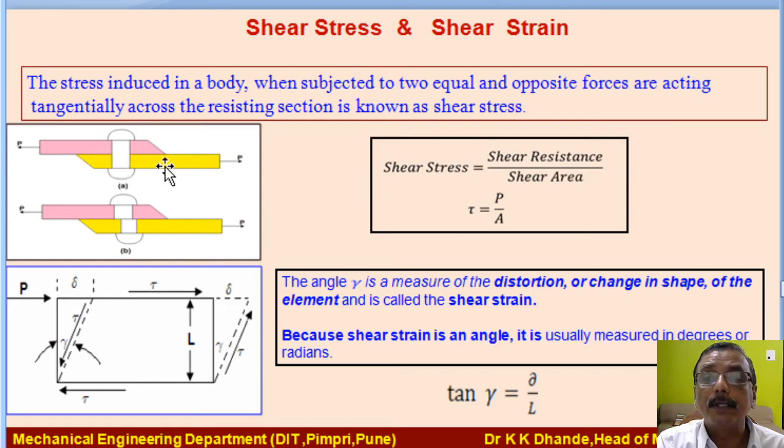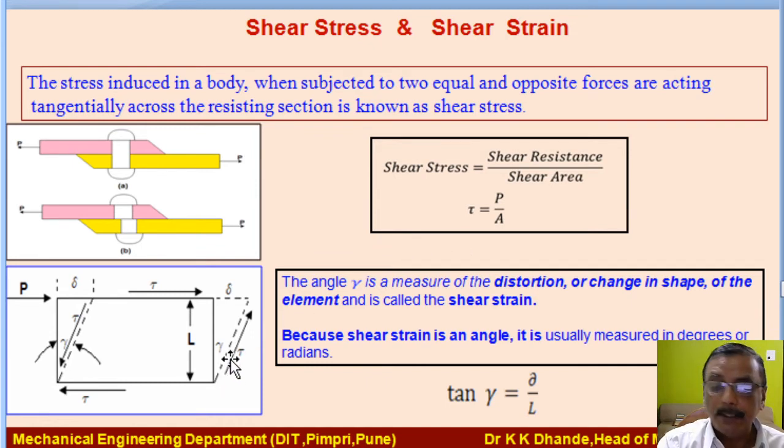So we may say here, we are not using the word tensile, we are using the word tangential load. Shear stress is equal to shear resistance upon cross-sectional area or shear area, and shear stress is denoted by tau. Tau is equal to P upon A. Again here the unit is Newton per mm square or megapascal.